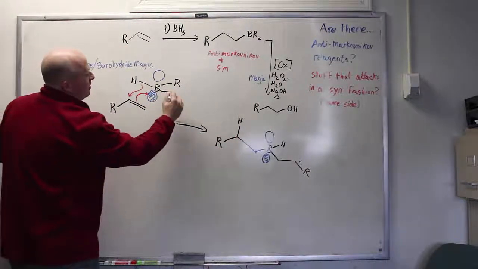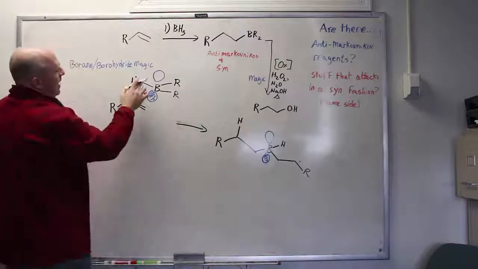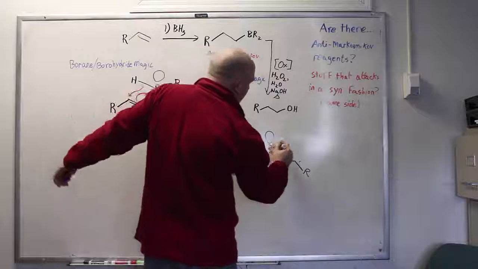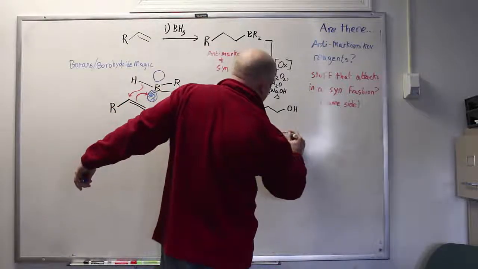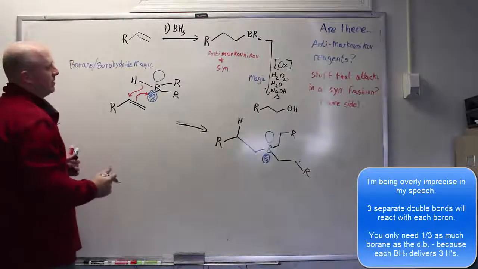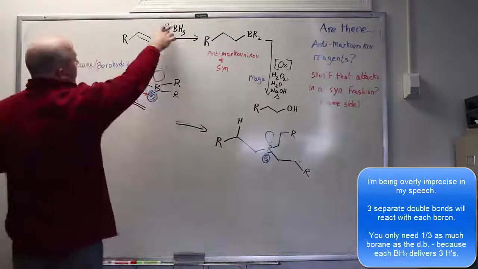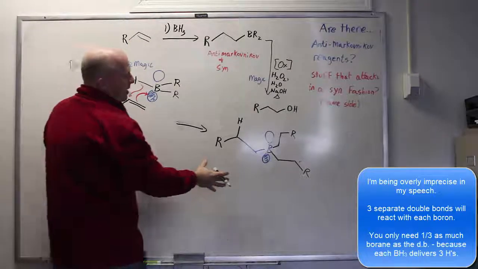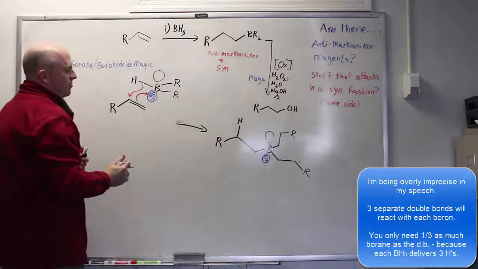This boron now has 2 R groups on it, and the H is now left and it reacts further until finally the end result is that we have now reacted the boron 3 times with the double bond, and that's what happens. So if you use BH3, each boron will end up delivering 3 different hydrides to the double bond, and you end up with this material that is now completely saturated like this.